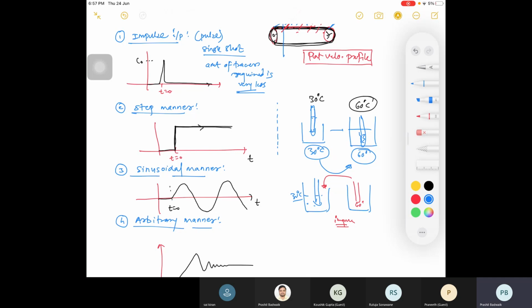In step input, what is there? You need to continuously put more amount of tracer into the fluid. Then you will get it at the exit. This is also used, but generally we are using impulse input or step input. But I am writing here for impulse input because impulse will be a cheaper one as compared to step input. Small amount of tracer will be required.